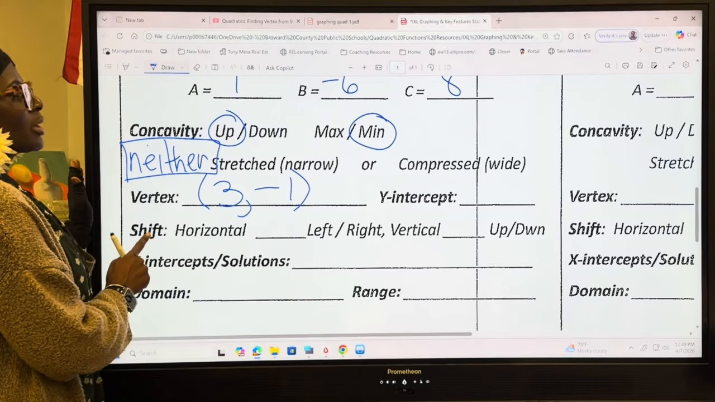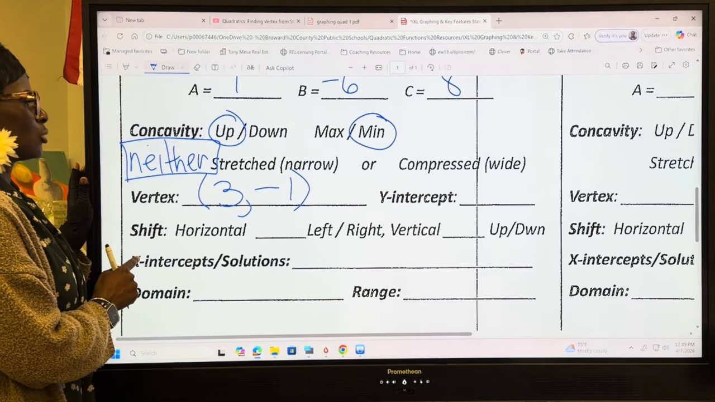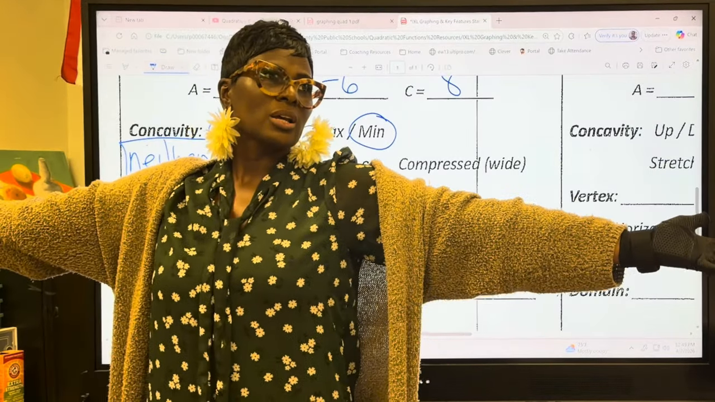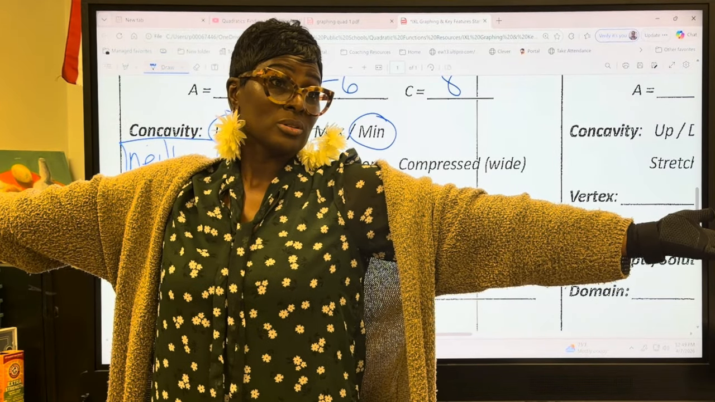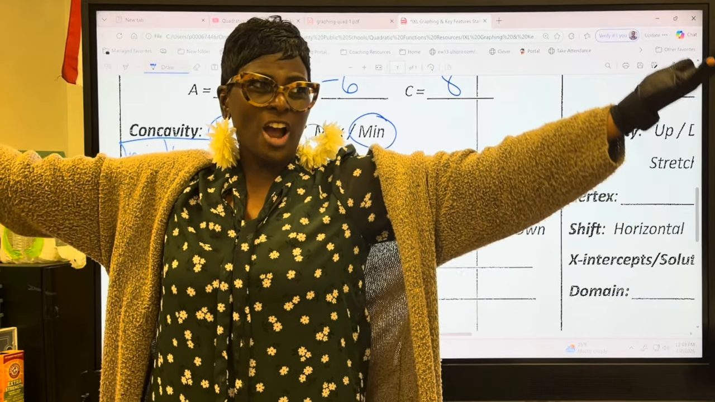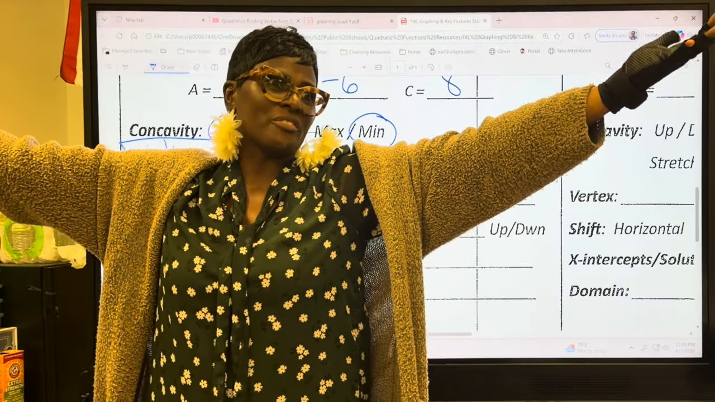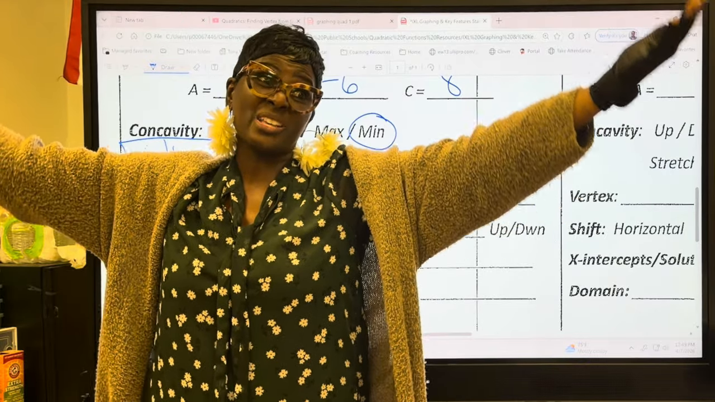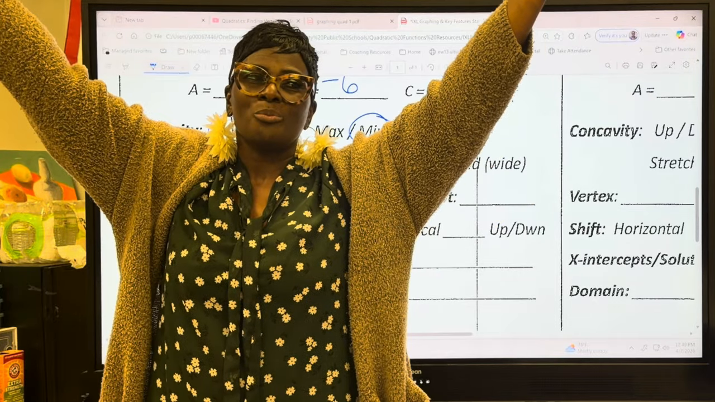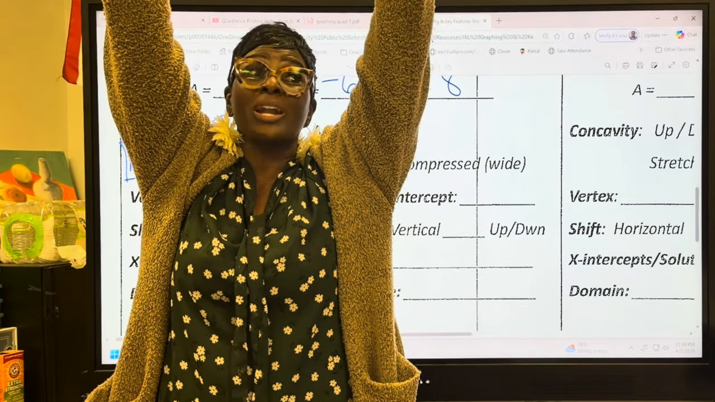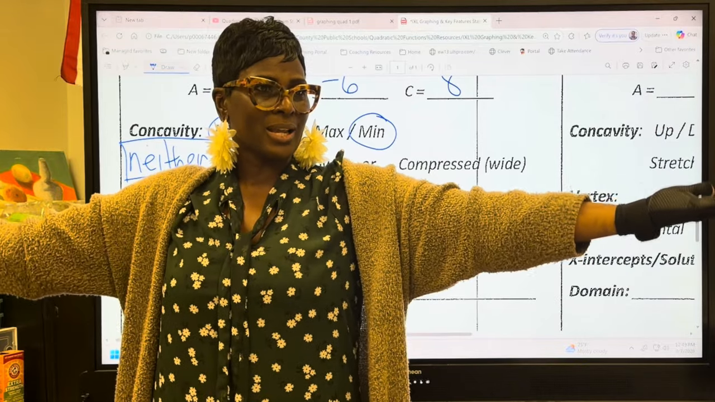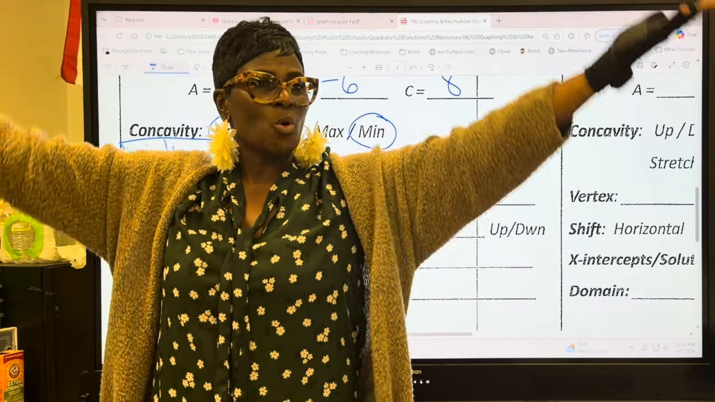Compressed is greater than 1, stretched is less than 1? No, the opposite. Watch this, China. Look, 0. A is 0. It's linear, right? These are fractions. 1/2, 1/3, 1/5, whatever, right? This is compressed. This is wide. When you get to 1, it's neither. But then as we keep going, it's getting more narrow. So the bigger the number is, the farther it is from this line. And the farther it is from this line, the more stretched it is.